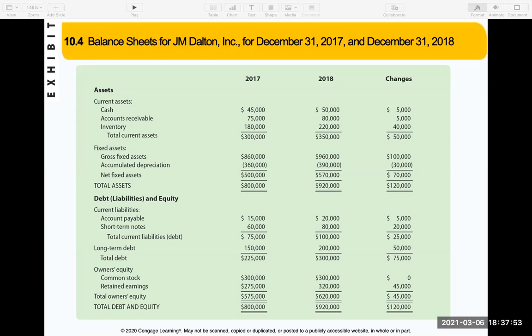So I'm not going to go over this too much because I've already talked about the vocabulary, but this is a very great visual for you to understand how things are calculated. And so that the owner of JM Dalton, this imaginary company, can really see what their firm's financial position is. Are they recovering? Are they healthy? Do they owe more debt than they have ownership? Things of that nature.